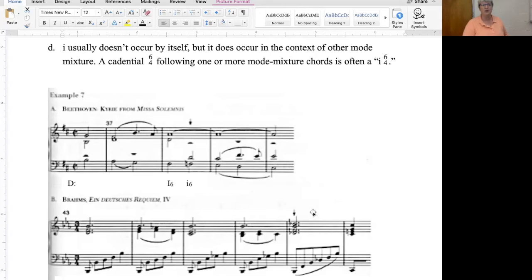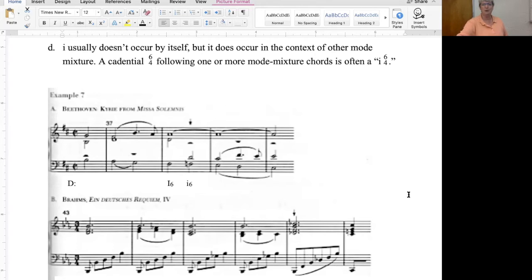This chord often occurs in the context of other mode mixture. So for example, a cadential 6/4 chord that follows 1 or more mode mixture chords is often a minor 1 6/4, just to keep the mode mixture going as those mode mixture predominant chords move to the dominant.